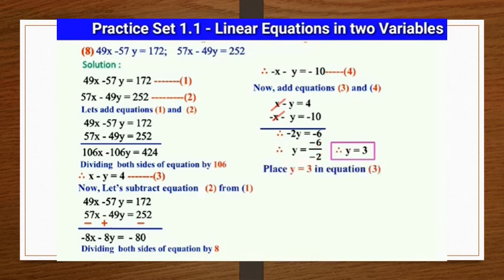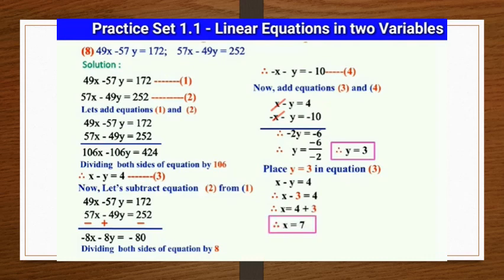Now let us substitute the value of y is equal to 3 in equation number 3. x minus y is equal to 4. Therefore x minus 3 is equal to 4. Variables on one side, all numerical values on the other side. Minus 3 from the left hand side will shift onto the right hand side and become plus 3. So therefore x is equal to 4 plus 3, which is 7.